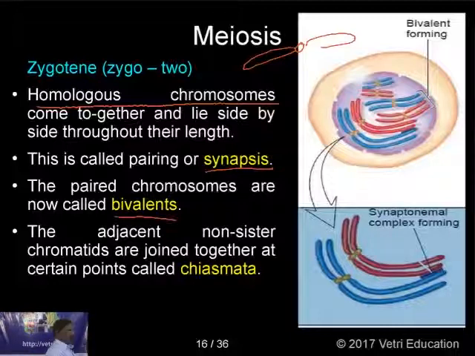So 2 chromosomes come together. In this, what happened? A synaptonemal complex is formed between those 2 chromosomes. Here you can see a synapsis. So the synaptonemal complex is formed between the chromatids.